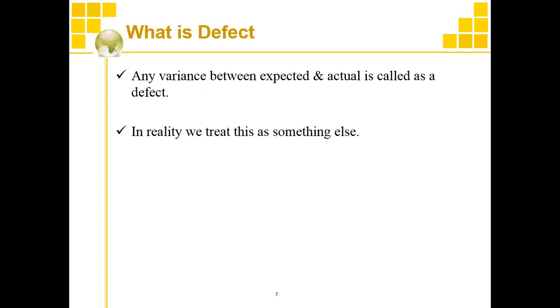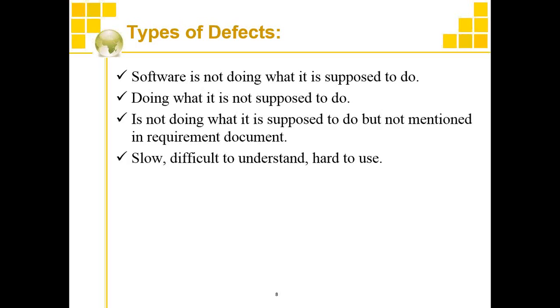Now these are the types of defects. First, the software is not doing what it is supposed to do. Suppose a tester has documentation, right, and according to the documentation the software is not working properly. In that case, this is a defect, and a tester can count it as a defect. Second, doing what it is not supposed to do. Some points are not mentioned in the document, and the software does more than the document says, which should not work or should not be shown to the client. That is also happening in the software.